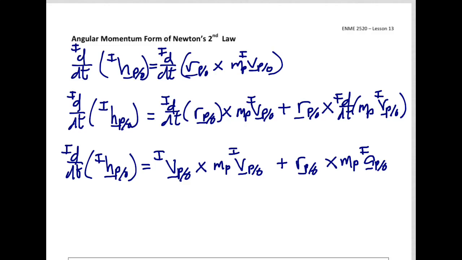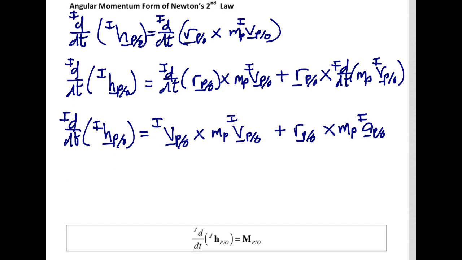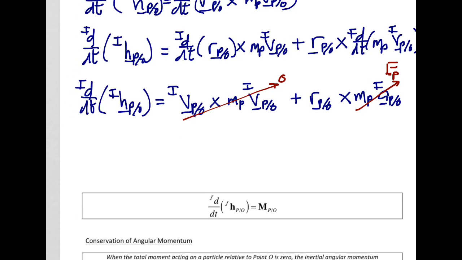So we can really simplify our life quite a bit here, because we know that a vector v of P with respect to O, cross with itself gives us 0 every time. And in addition to that, if we look at this next term, we've got r, our position vector, cross with the mass times acceleration. And mass times acceleration, according to Newton's second law, is all the forces acting on the particle. And so this gives us a nice and neat form of this expression.